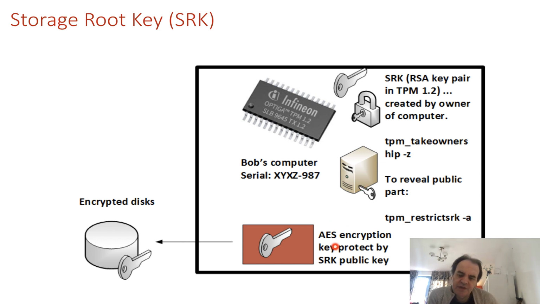What typically happens is that we will take the AES key, which is going to be used to encrypt and decrypt the disks, but we will protect it with the public key of the SRK pair. Then only the associated private key of this key pair can decrypt this encrypted key to release the key which is used for the encryption.